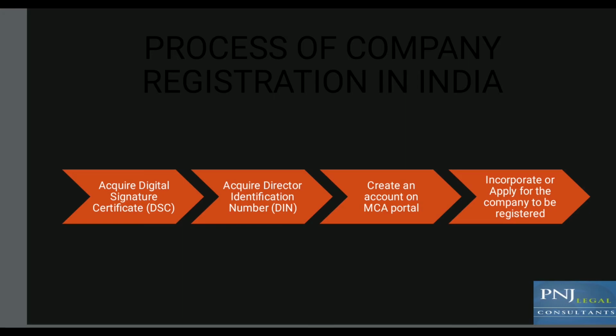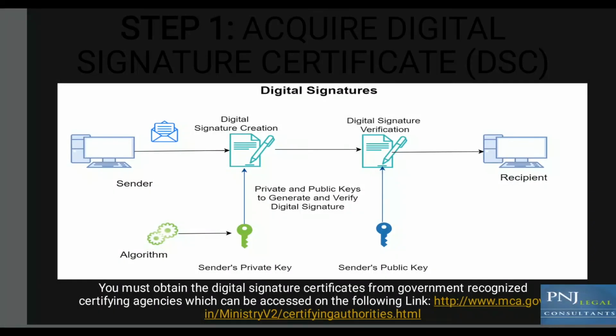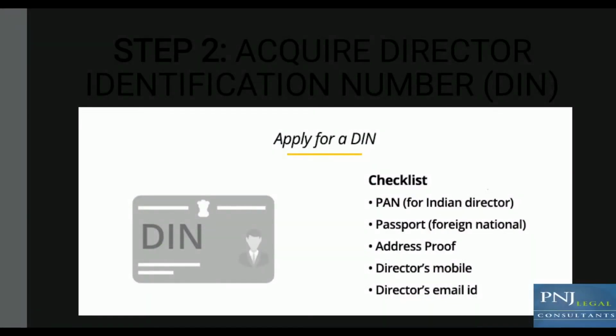Process of company registration in India. Acquire digital signature certificate DSC, acquire director identification number DIN, create an account on MCA portal, incorporate or apply for the company to be registered. Step 1. Acquire digital signature certificate DSC. You must obtain the digital signature certificates from government recognized certifying agencies, which can be accessed on the following link.